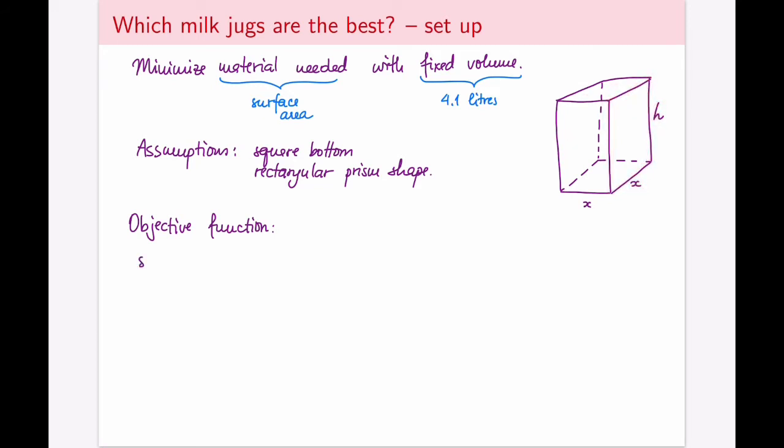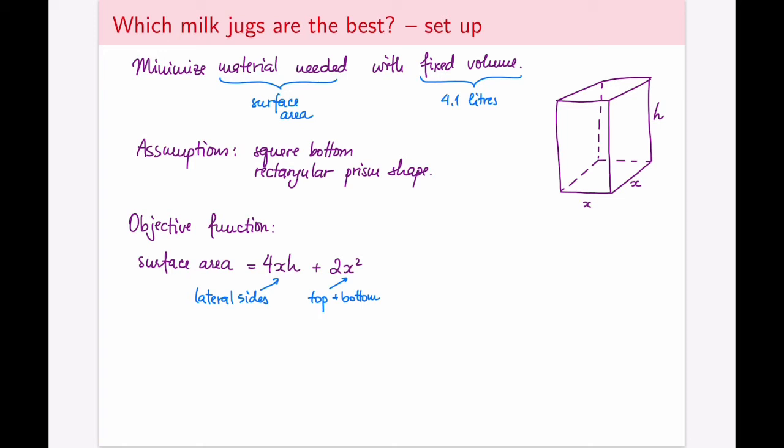So overall, my surface area will be the 4 lateral sides, all of the area x times h. So let me label this lateral sides. And the other parts are the top and the bottom. And we of course notice that by our assumption they're square, so they will both be x squared in area, and there's two of them. So this is top and bottom.